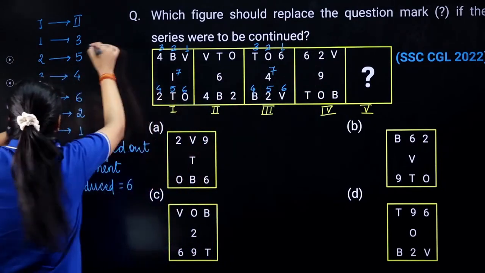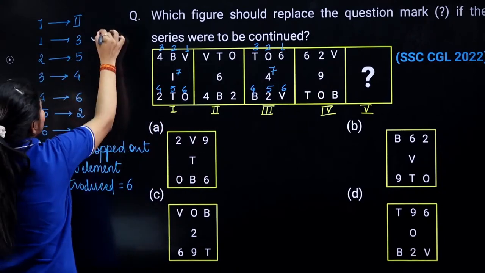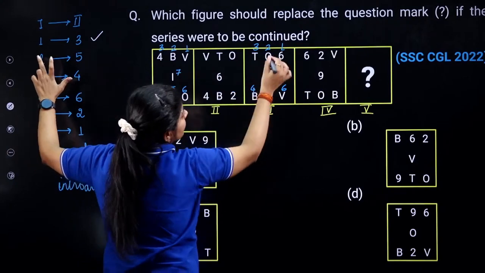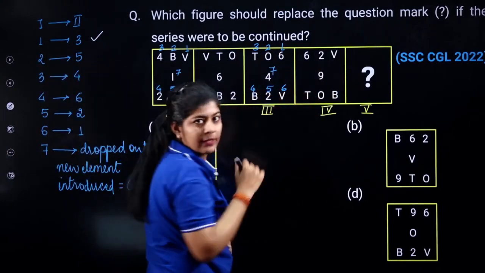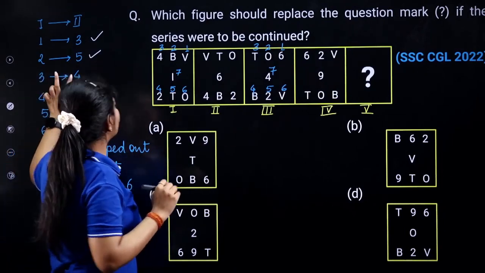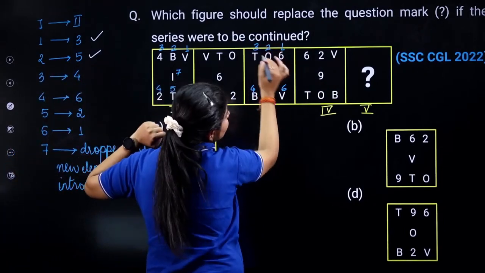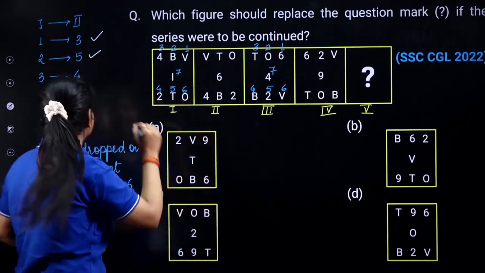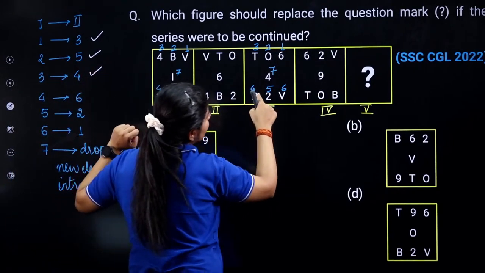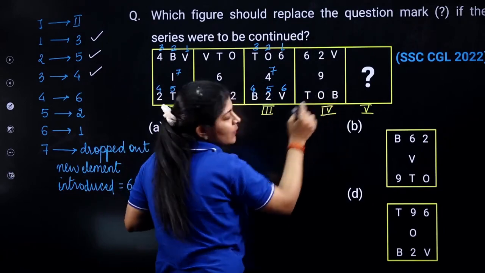My first element shifted to third position. Same? Check. Okay. Second position changed to fifth one. Correct? Yes. Third one shifted to fourth one. Check? Yes. Fourth one shifted to sixth one. Check? Yes.